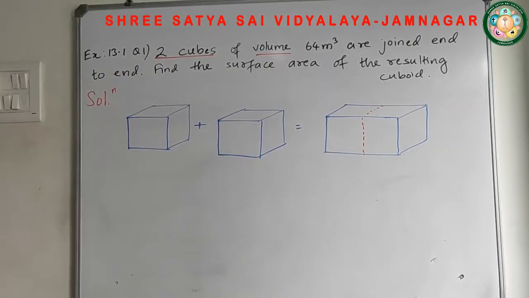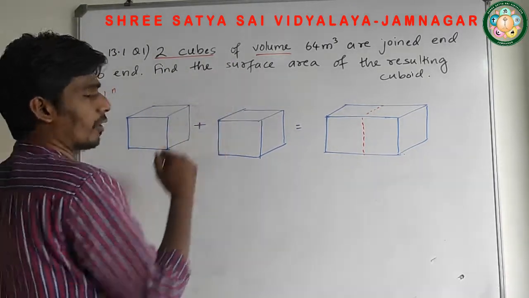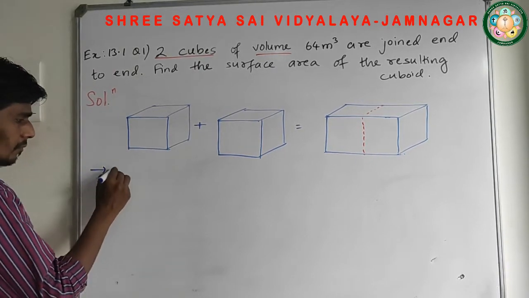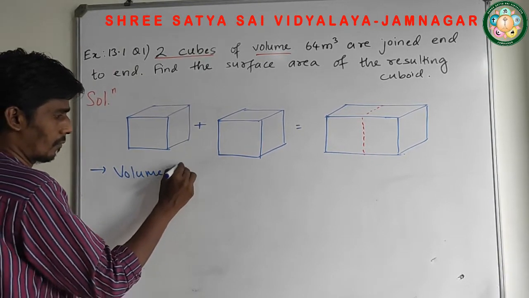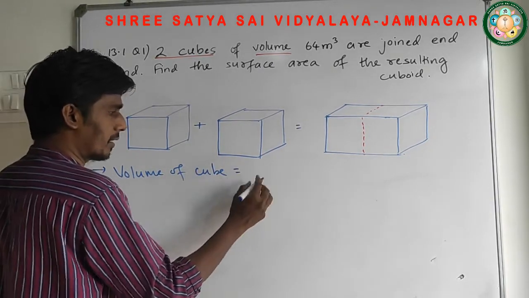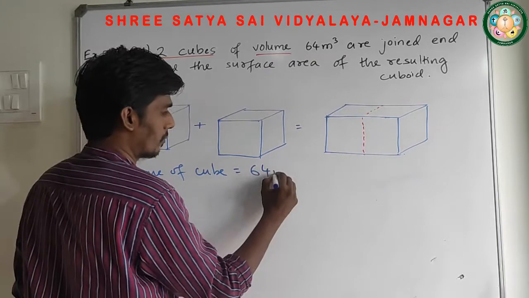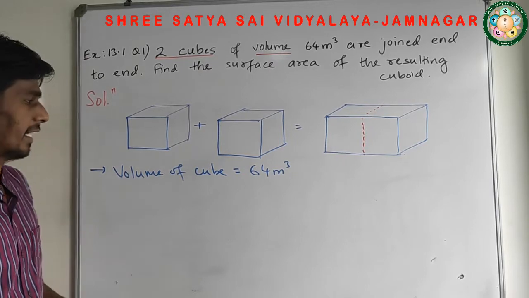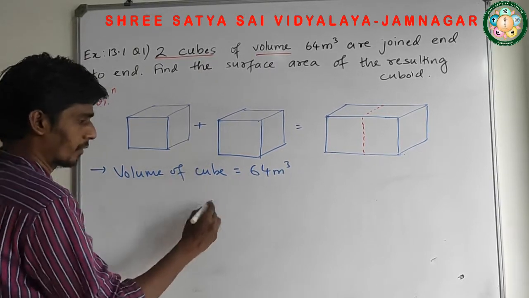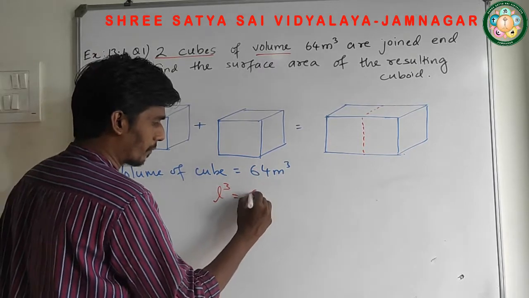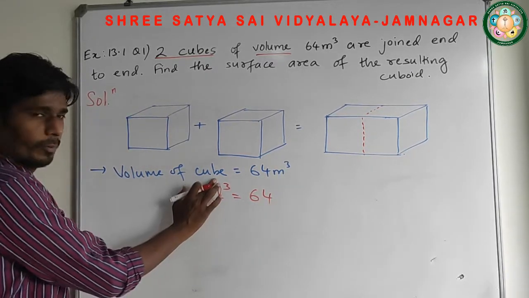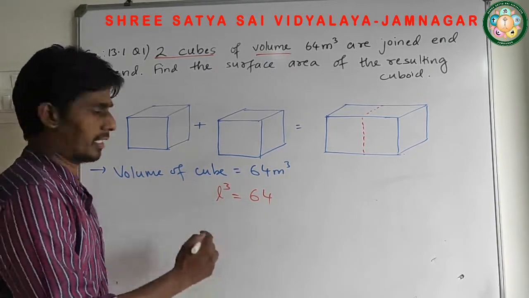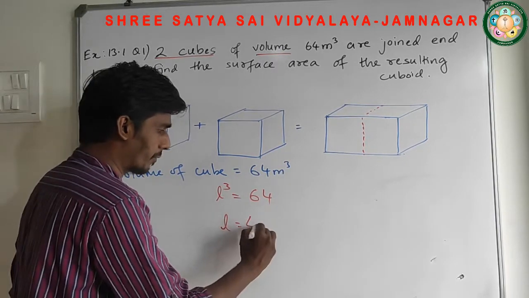If you understood, now let's start by finding the length of the cube from the given volume. So first step: the volume of each cube is how much? 64 meter cube. Now the formula to find the volume of a cube is length into length into length. It's length cube equals 64. Now we know that 64 is the cube of which number? Taking the cube root on both sides, I'll get how much?